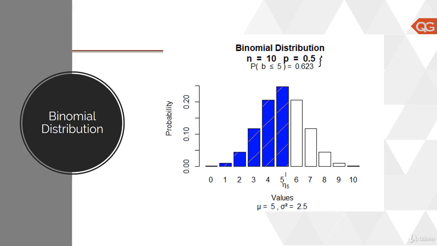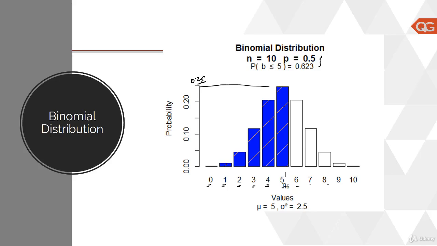What this means is that the probability of getting 0 heads is very low. This is the probability of getting 1 head, 2 heads, 3 heads, 4 heads, 5 heads. The probability of getting 5 heads, let's say, is something around here, which would be 0.25. And then the probability of getting 6, 7, 8, 9, 10 heads. So this is how a binomial distribution is drawn.